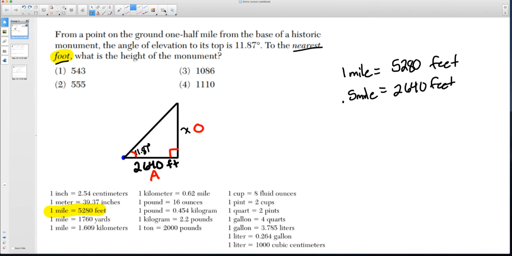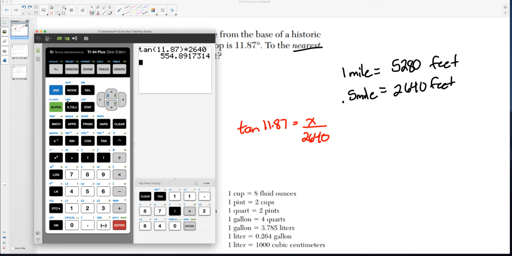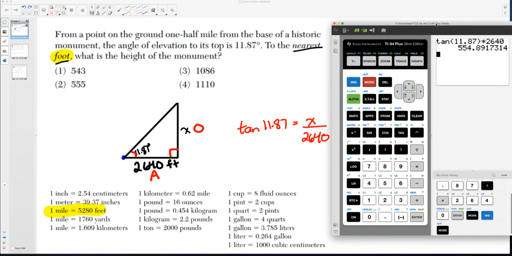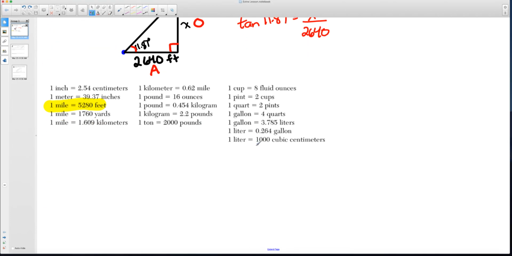So we'll use tangent here, so let's go ahead and set that up. Tan of 11.87 degrees equals opposite over adjacent. We'll go over to the calculator and cross multiply. So tan of 11.87 times 2640. Just want to make sure I'm in degree mode. I am, okay. And we get 554.8, so rounded to the nearest foot, that's going to be 555. Okay, we'll take a look at just one more.